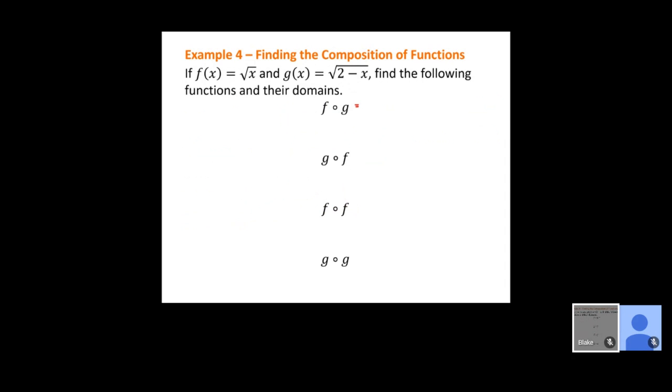All right, so if we start with f of g here, we can write that as f of g of x. So what's the inside function going to be this time? The square root of 2 minus x. Good. So we're looking for f of square root of 2 minus x. So now, if we substitute that into the f of x function, what's that going to give us?